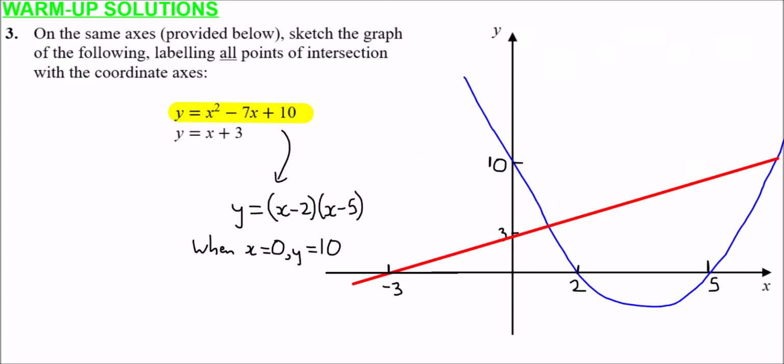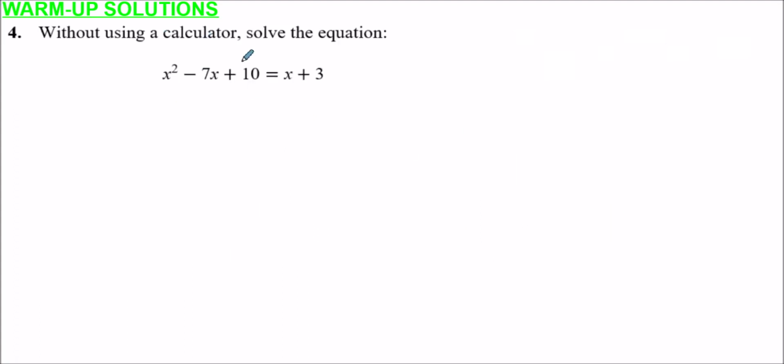For question 4, without using a calculator, we need to solve this equation. So x squared minus 7x plus 10 equals x plus 3. We can subtract x plus 3 from both sides, and we get x squared minus 8x plus 7 equals 0. This can then be factorised.